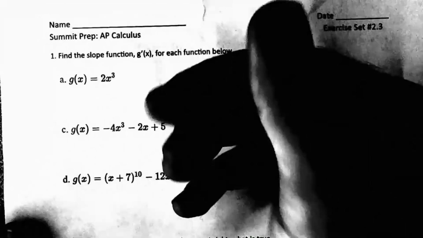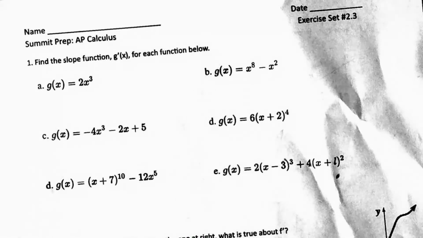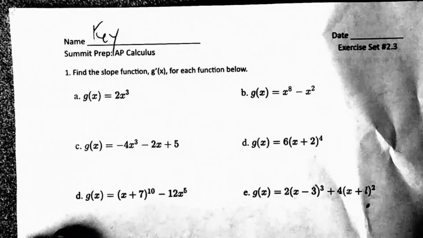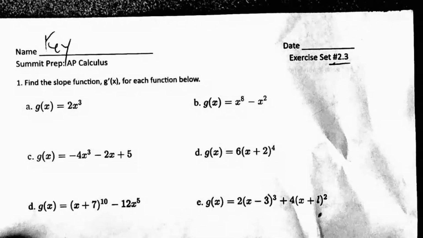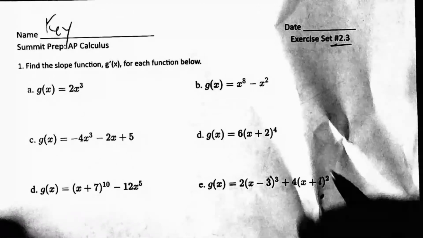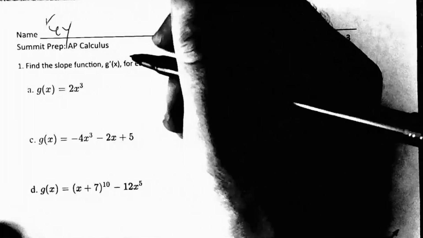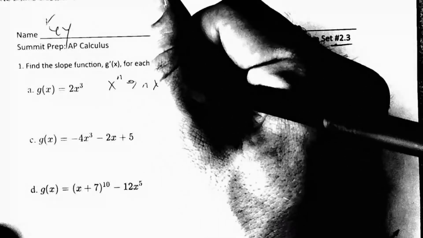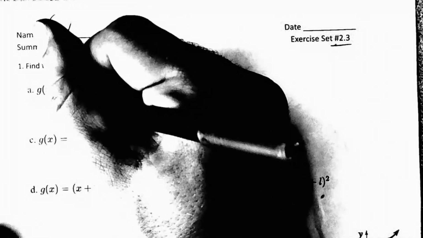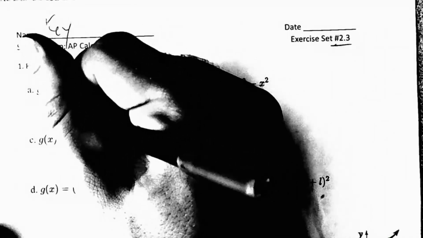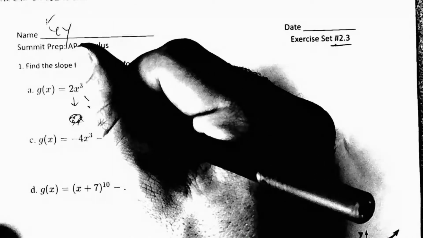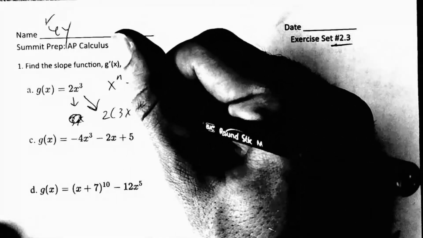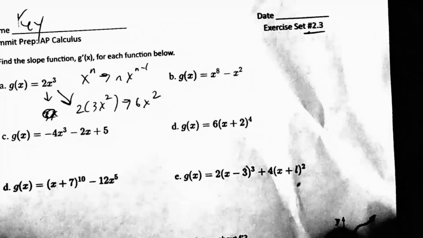Okay, this is the key for exercise set 2.3. First one is just power rule. So if you remember, x to the power of n becomes n times x to the n minus 1. So this one's going to become 3x, 2 times 3x squared, because you bring down that 3, which is 6x squared.